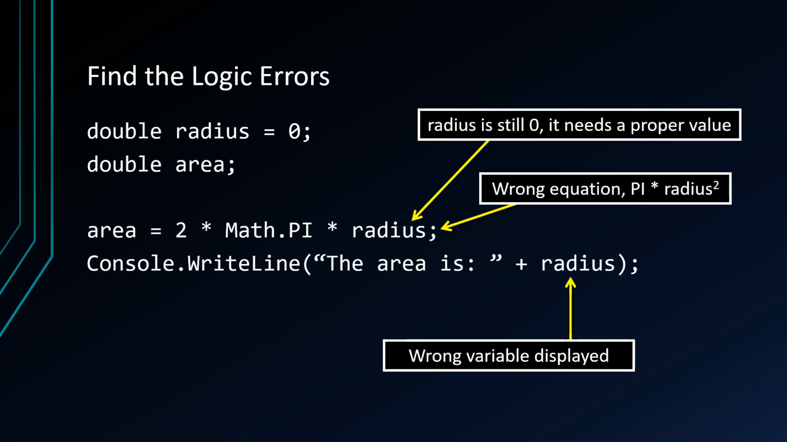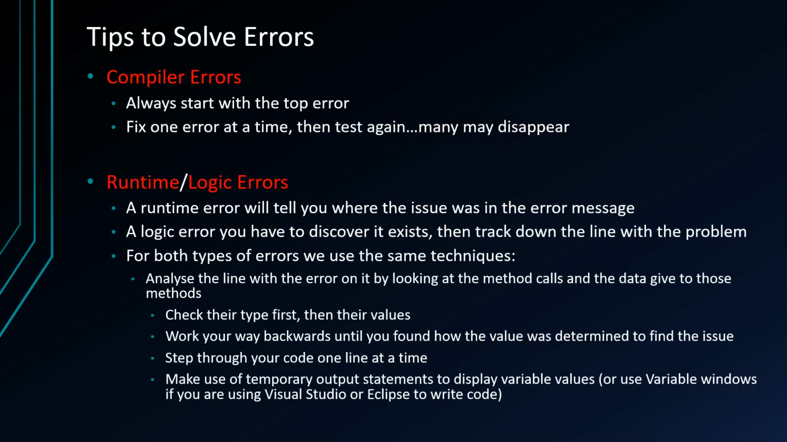Okay. So how do we actually approach all these problems? For compiler errors, they're always the easiest ones to fix. Always start with the top error. Chances are a whole bunch of errors below that don't actually exist. It's just the top error creating more errors because it didn't work out. So always start at the top. Fix one error at a time, then test it again before you go on to the next error, because as I said, it probably made a whole bunch of them disappear.